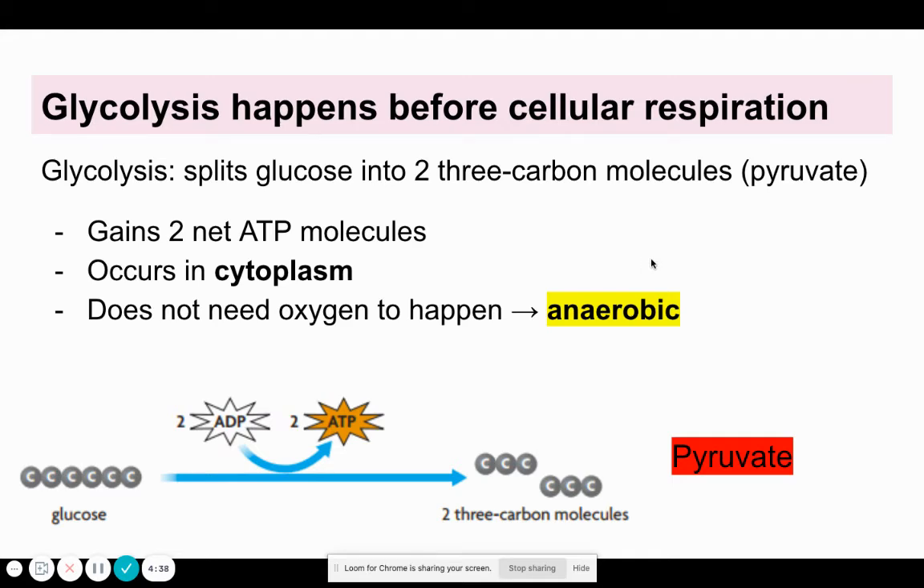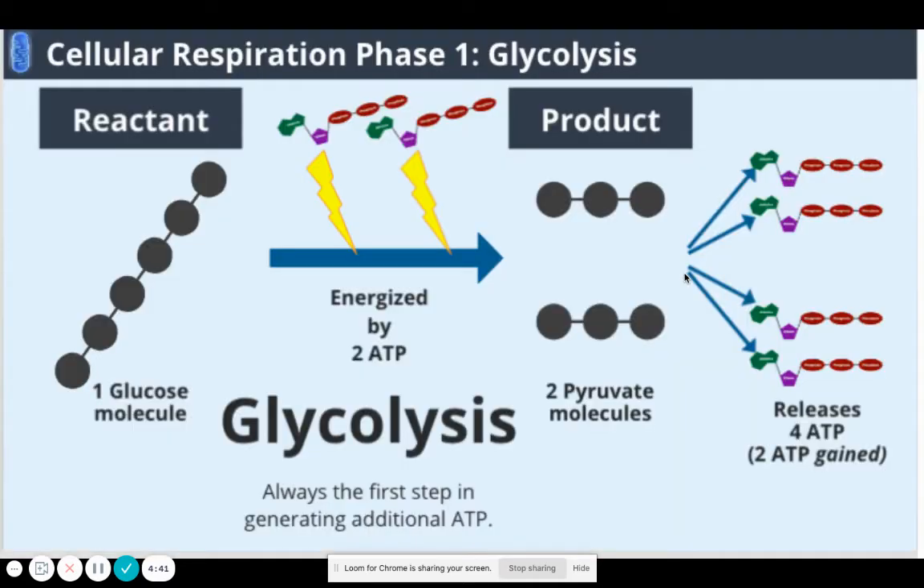Once that is finished, once the 2 pyruvates are created, then we can move on to the stages of cellular respiration. So first phase, like I mentioned, we have glycolysis taking place. The reactant of glycolysis is 1 glucose molecule, and remember, glucose has 6 carbons in it. And then this is broken down into two pyruvate molecules which act as the products.